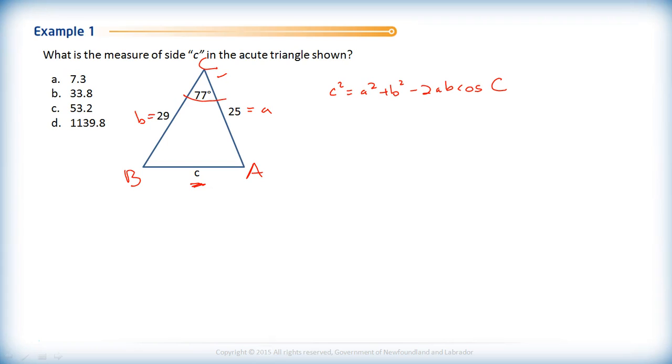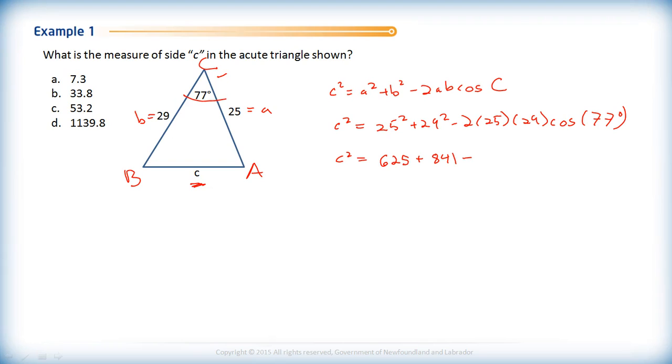Then we're going to fill in what we know. So we have C squared equals 25 squared plus 29 squared minus 2 times 25 times 29 times the cosine of 77 degrees. I'm going to do this one step at a time to make sure we do our order of operations right. I'm pretty sure that's 841 and 625. Now this last bit, I'm going to multiply all that together before I can add or subtract, because I have to be careful about the order of operations.